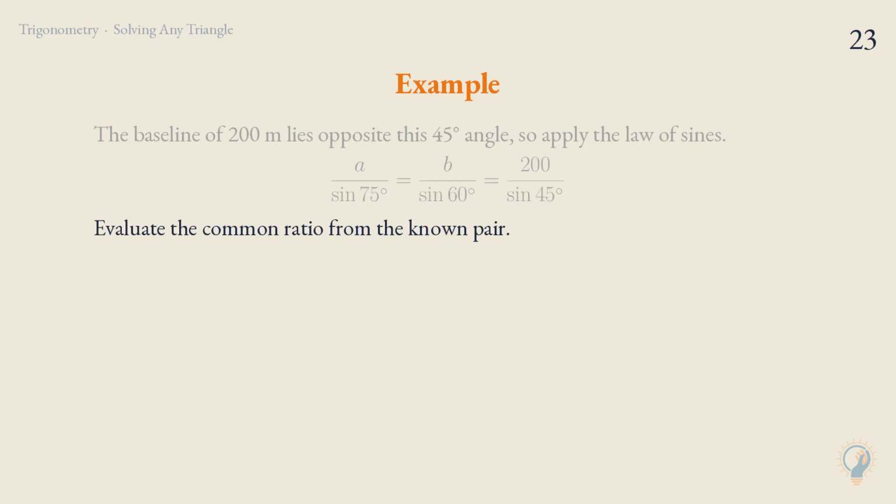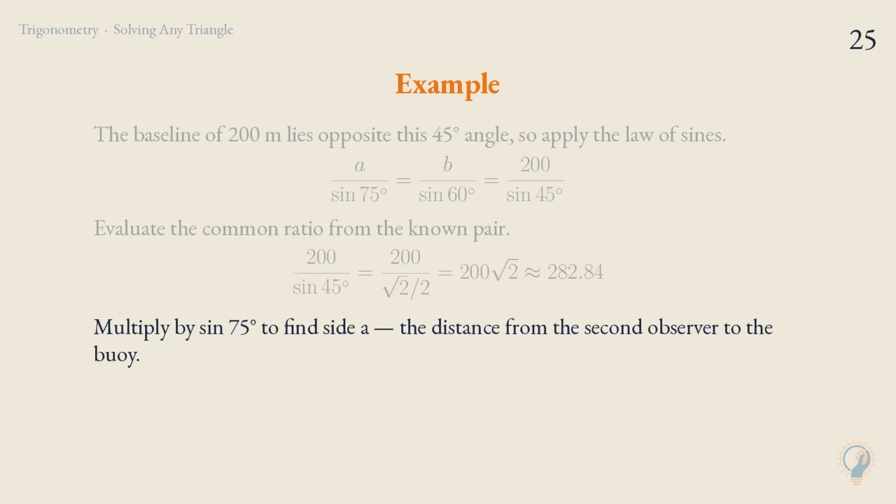Evaluate the common ratio from the known pair. 200 over the sine of 45 degrees equals 200 over the square root of 2 over 2, which is 200 times the square root of 2, approximately 282.84. Multiply by the sine of 75 degrees to find side a, the distance from the second observer to the buoy. Side a equals 282.84 times the sine of 75 degrees, approximately 273.2 meters.